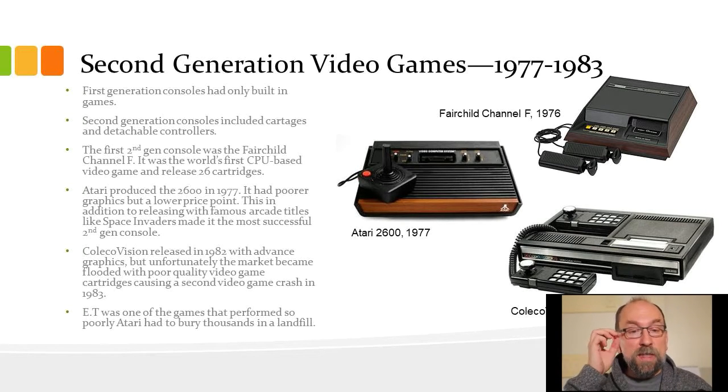The first of which was the Fairchild Channel F in 1976. It's a CPU-based video game, and it had 26 cartridges, and it met with some pretty great success. But what Atari did the next year is they came up with a cartridge system with a detachable joystick. They had a lower price point, and the graphics were far more inferior. But then they released it with Space Invaders, and that was really what got them their toehold in this industry. And we'll see that pattern happening throughout time. It's really about the games. Graphics are important. Quality is a really important part of this.